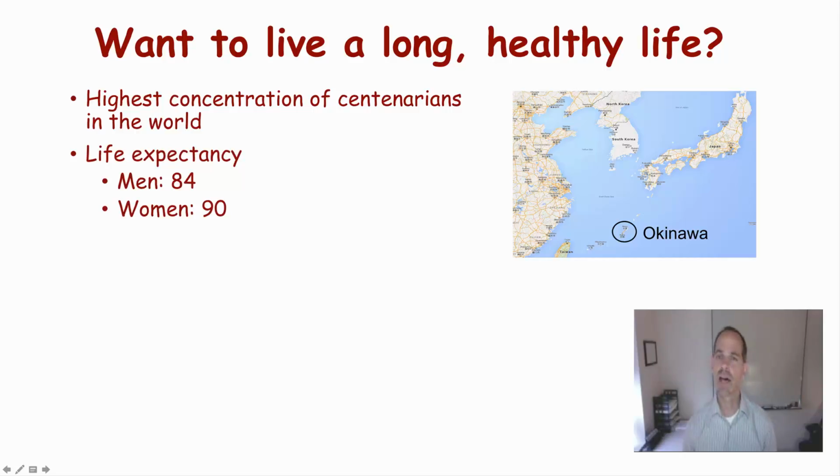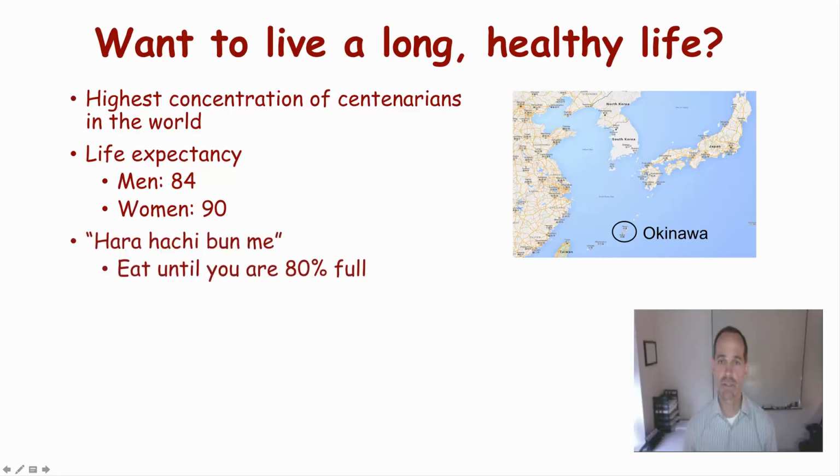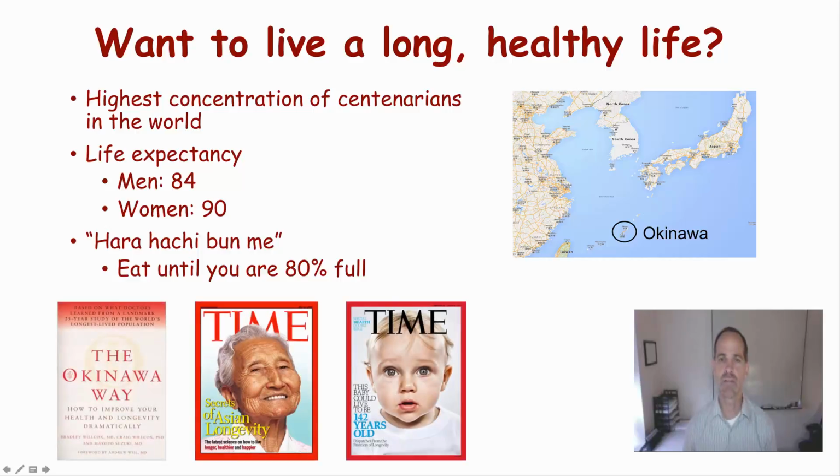And while there are probably a lot of factors that contribute to this long lifespan, one of them is their approach to eating. The average Okinawan has this saying, which I won't pronounce, my Japanese is not very good, but it says that when you eat a meal, you only eat until you're about 80% full. So you never stuff yourself or gorge. You always are left feeling a little bit hungry. And this population, many of you have probably heard of, has received a lot of attention in the media as really sort of a model for living a long, healthy life.